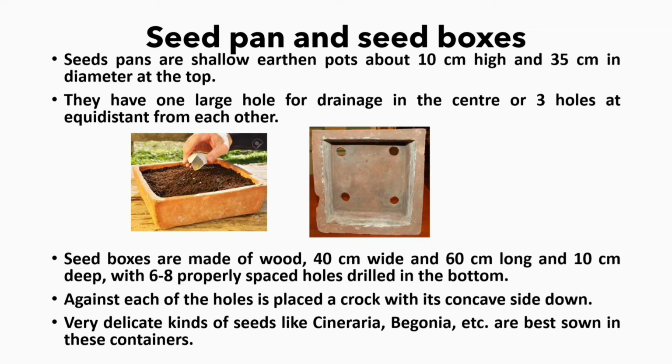Seed boxes are made of wood 40 cm wide, 60 cm long and 10 cm deep with 6 to 8 properly spaced holes drilled in the bottom. Against each of the holes is placed a crock with its concave side down. Very delicate kinds of seeds like cineraria, begonia, etc. are sown in these containers.